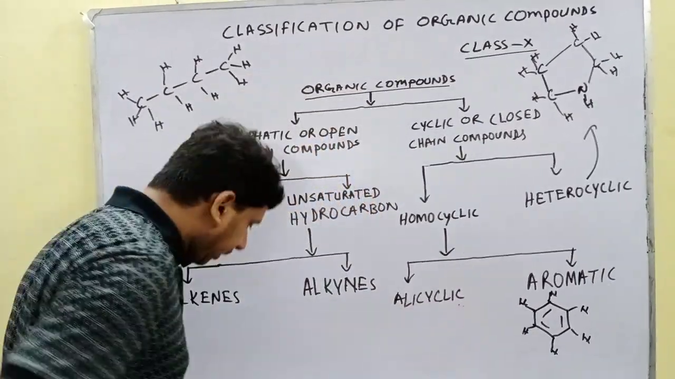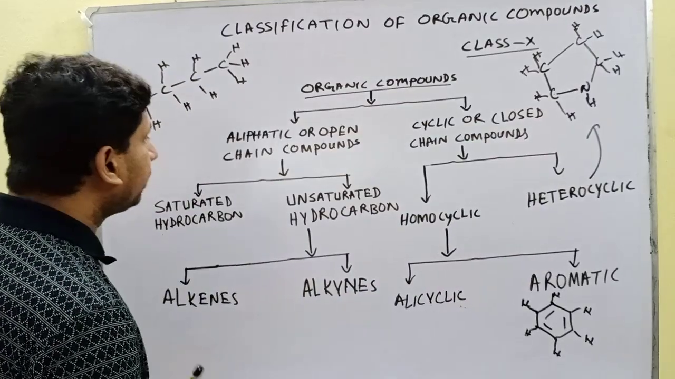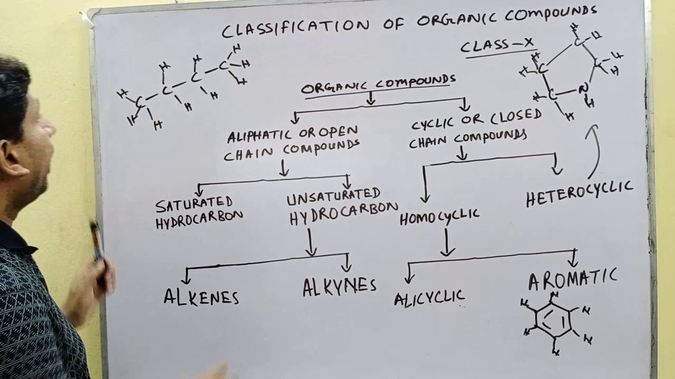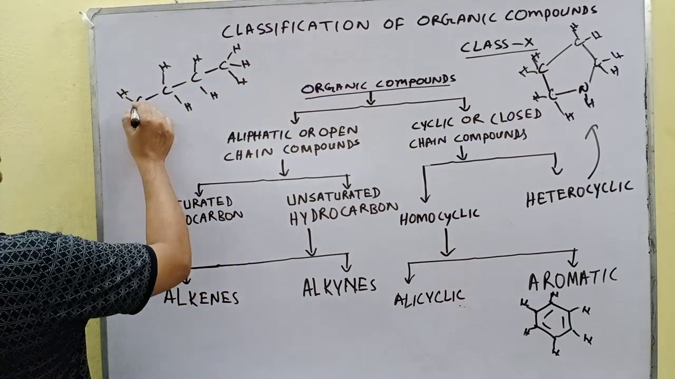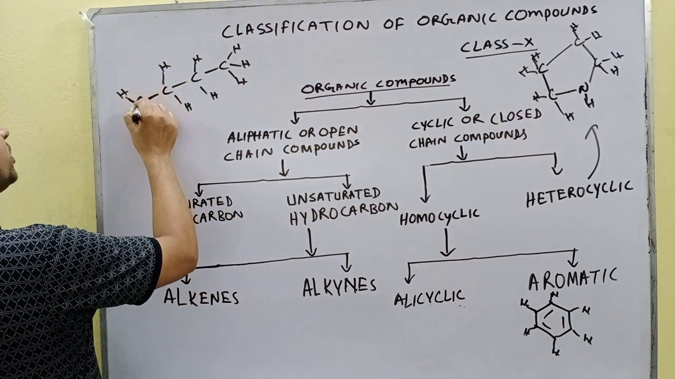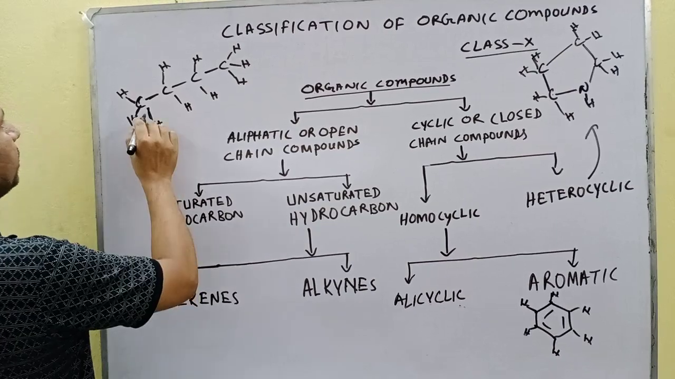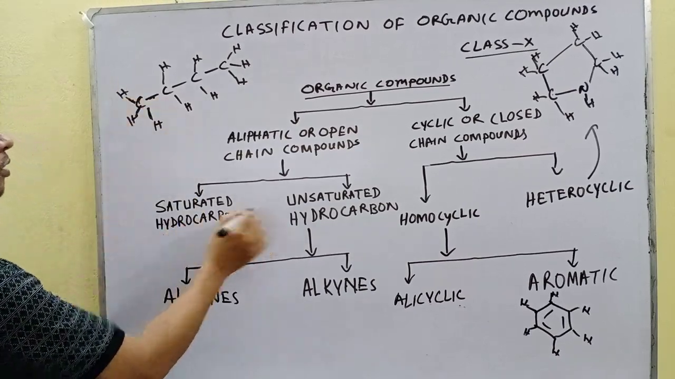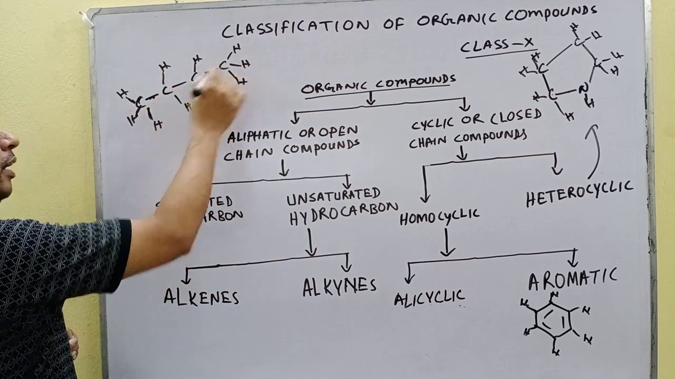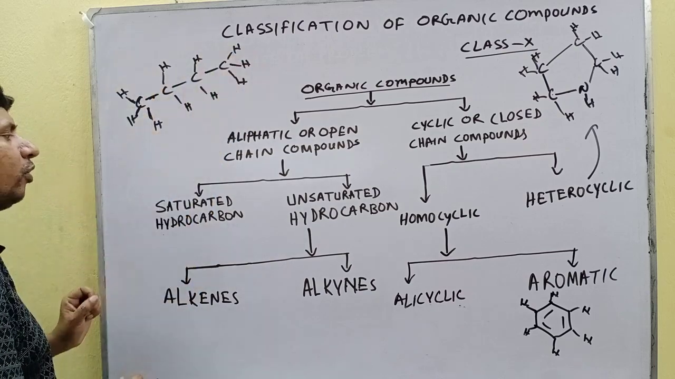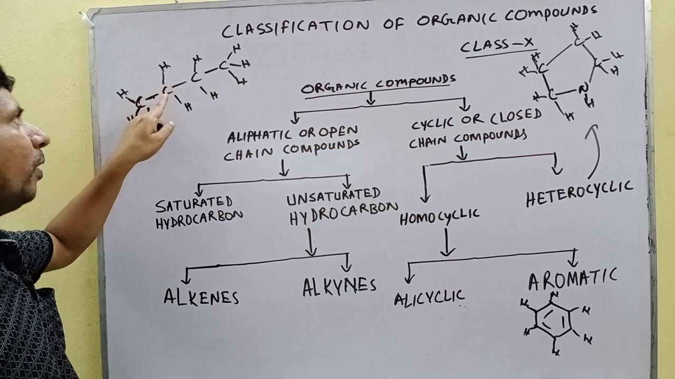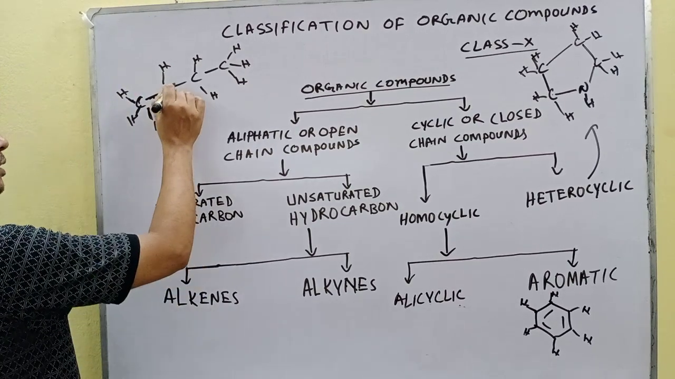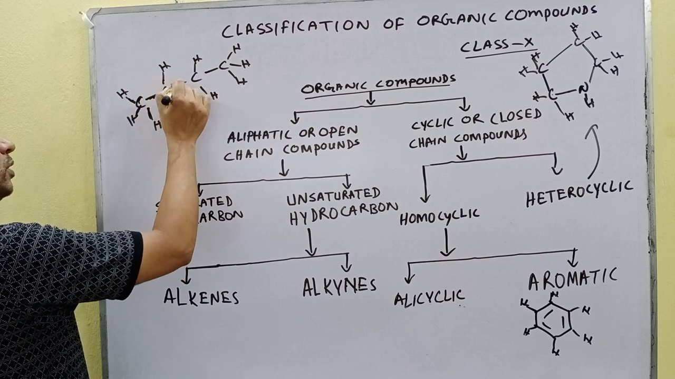The compound must be cyclic here. And what is this? Aliphatic or open chain. This is an open chain compound, and in this open chain, if every carbon contains four single bonds, then it is a saturated hydrocarbon. All are carbon and hydrogen containing compounds. This is a saturated hydrocarbon because every carbon contains 4 single bonds, that is known as sigma bonds.